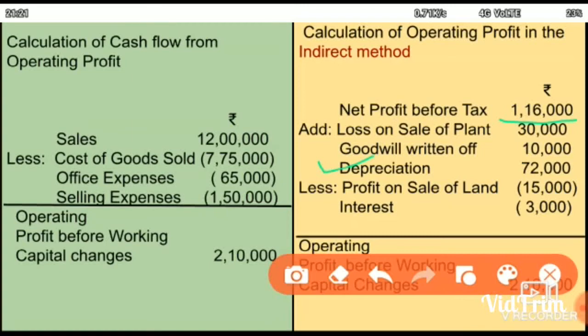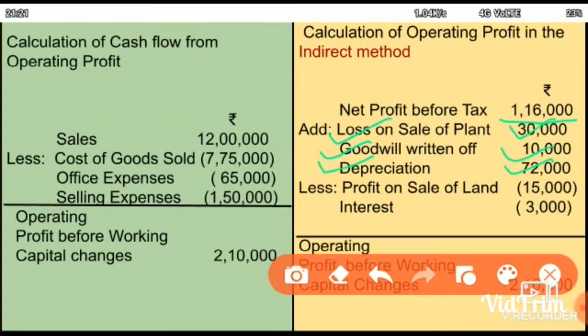So this 72,000 will be added back to the profit as it has decreased the profit by 72,000. Then goodwill written off will be added back to the profit as it is a non-operating item and it decreases the profit by 10,000. So this 10,000 will be adjusted by adding it back to the profit. Then loss on sale of plant also is a non-operating item and it decreases the profit by 30,000. So we add this back to the profit for adjustment. So 30,000 will be added back.